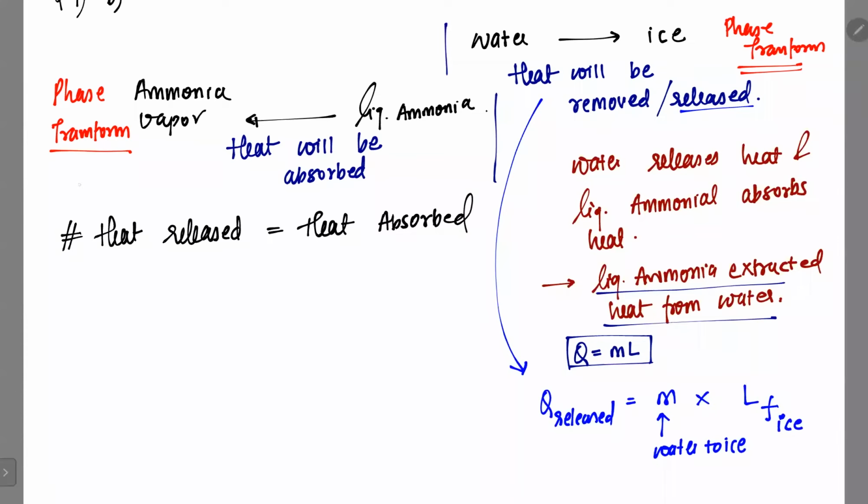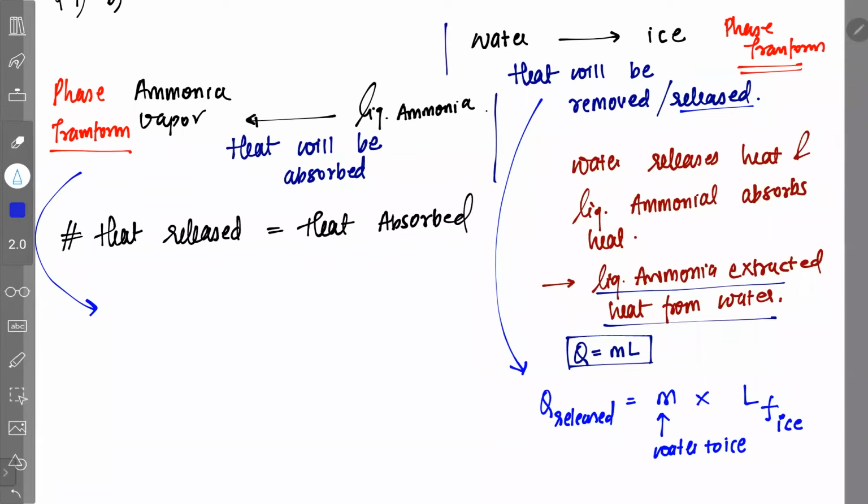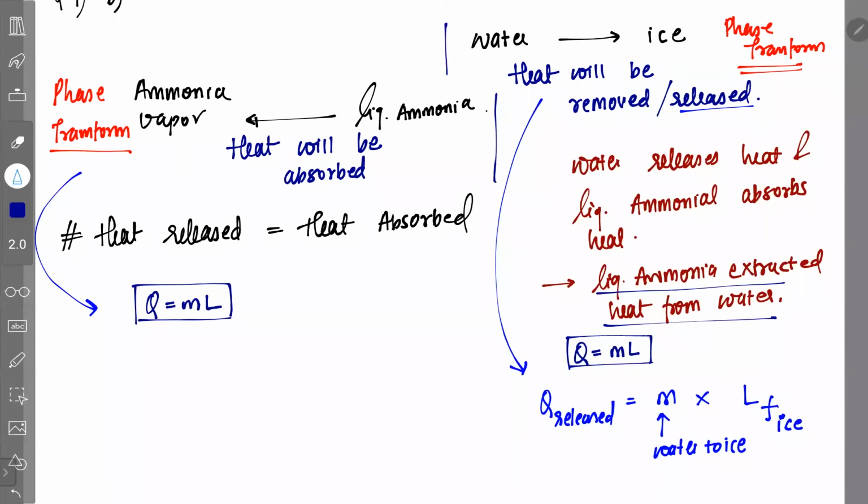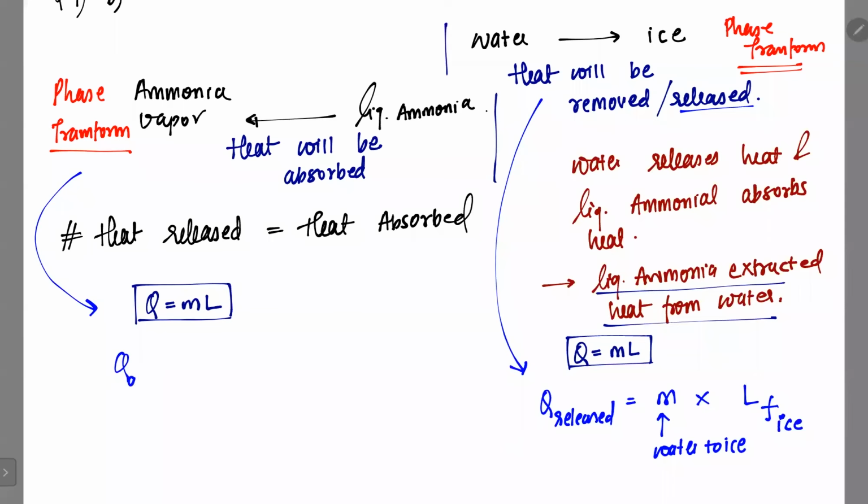Now I'm applying the same concept here. Again, we'll be using the formula Q is equal to m into L. But in this case, this Q will be Q absorbed, when we are trying to convert liquid ammonia to vapor. And this will be the mass of ammonia that got converted from liquid to vapor, multiplied by the latent heat of, in this case, should I use fusion or vaporization? Vaporization. Vaporization of ice, vaporization of water or ammonia? Ammonia. Bas, problem solve ho gaya.